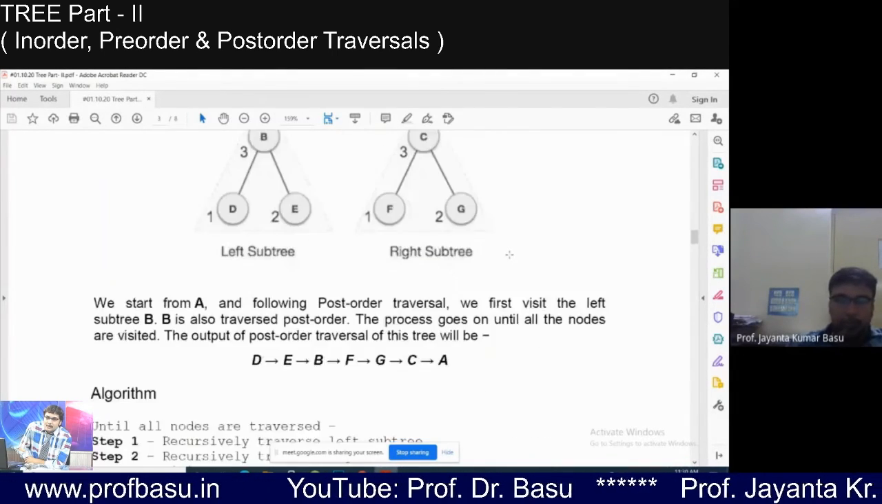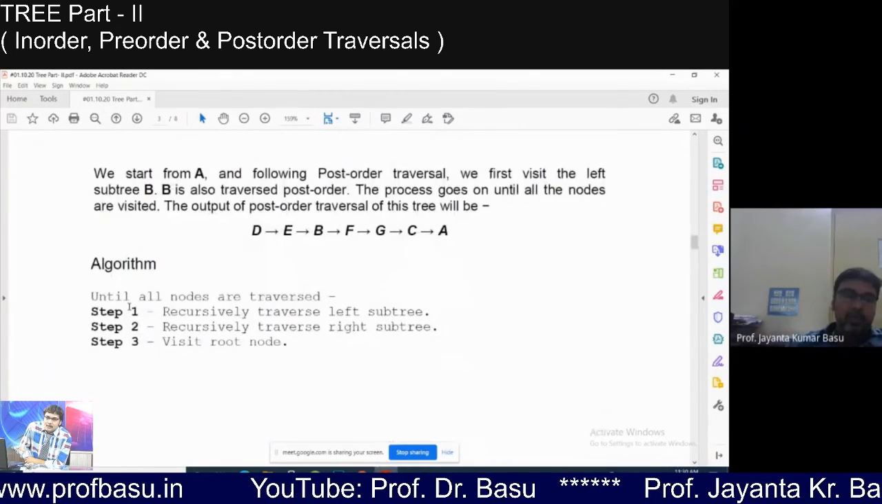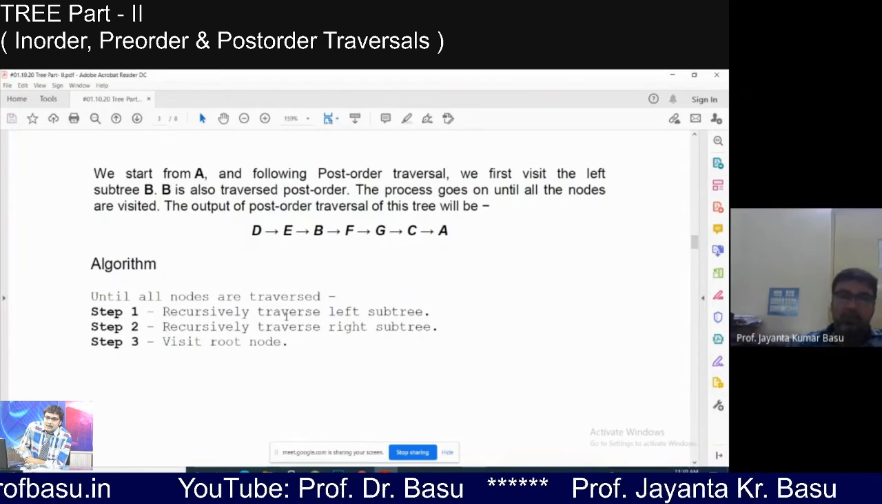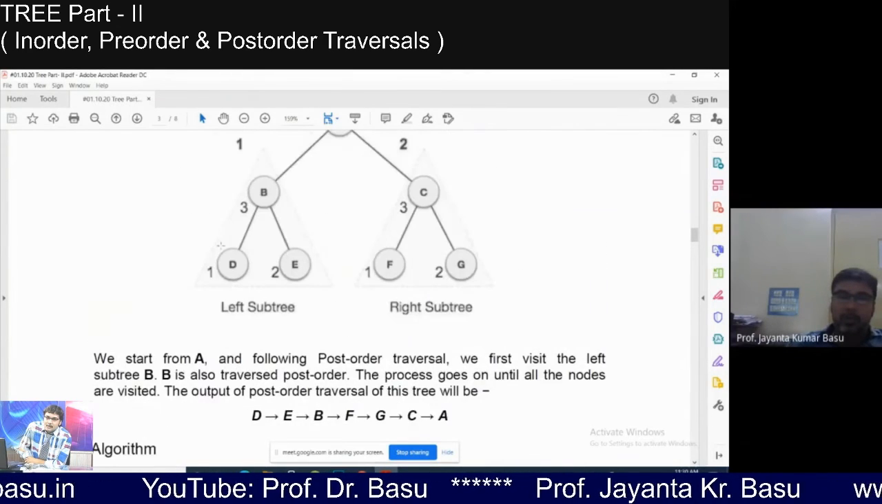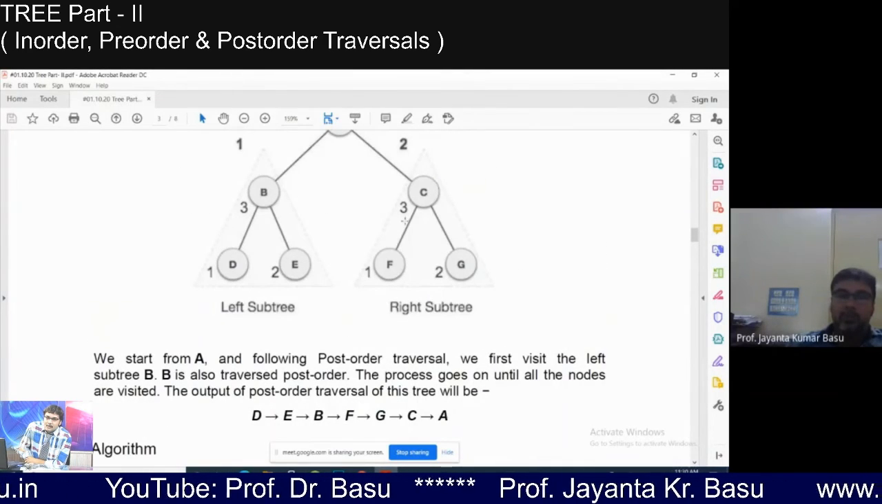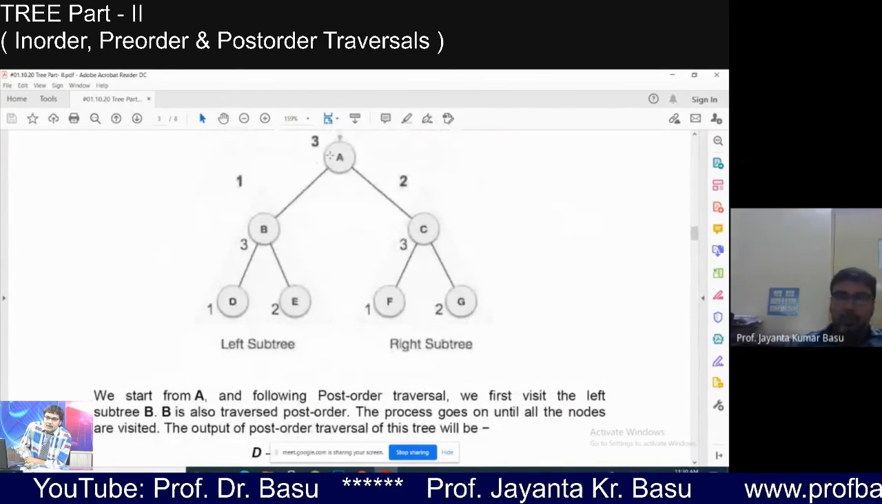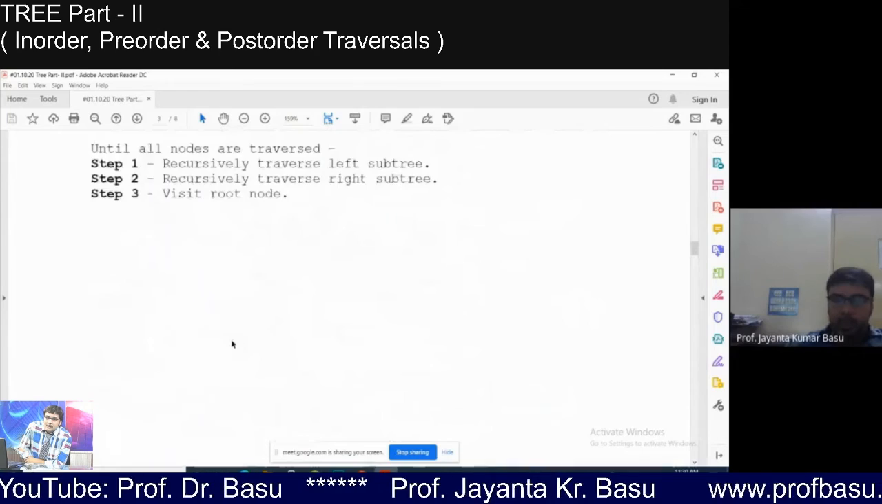The algorithm is linear. All the nodes are traversed. So recursively traverse the left subtree. Then recursively traverse the right subtree. Then visit the root. Okay. Very easy. That is the algorithm.